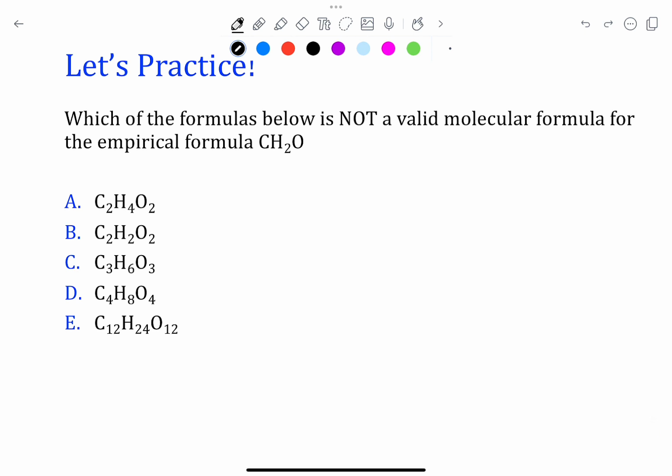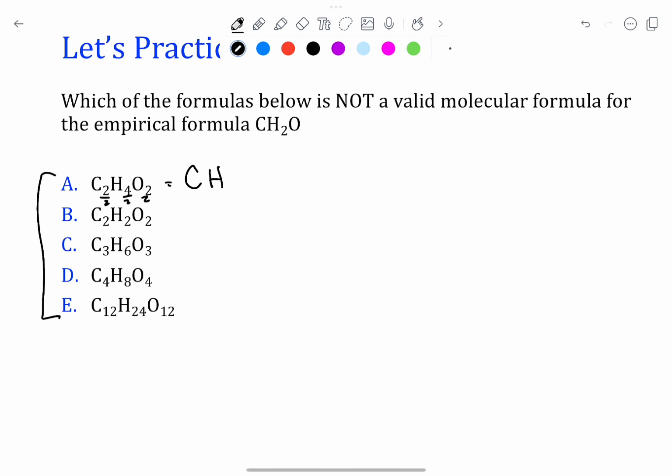Okay. A little bit more practice. Let's think about this. Which of the formulas below is not a valid molecular formula for the empirical formula CH2O? So let's see. We have CH2O as our empirical formula. We want to look at all of these possible molecular formulas and see if they simplify to that empirical formula. So let's start off with A. We have C2H4O2. So if I divide all of those by 2, I get CH2O. Check, that matches my empirical formula.